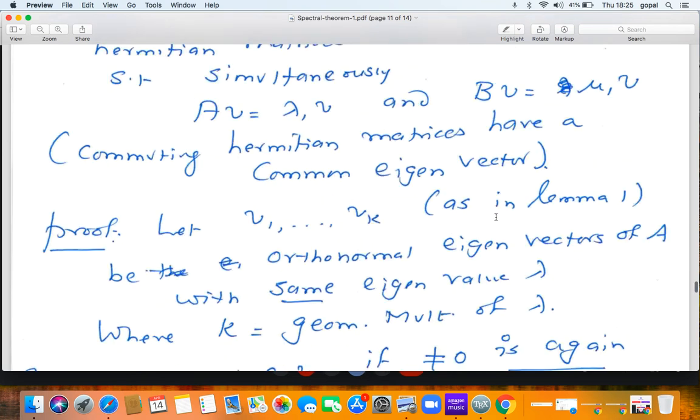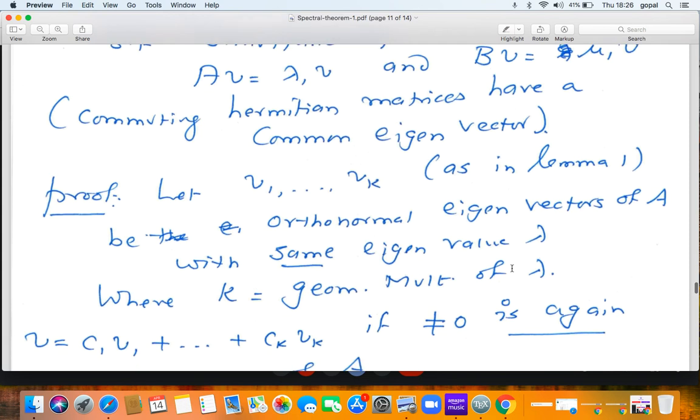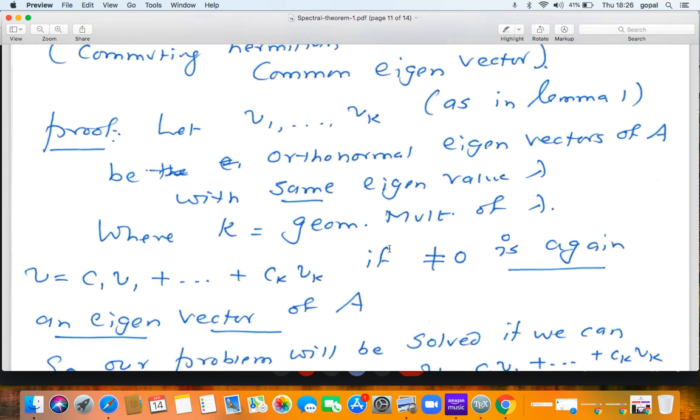Again, let us take an eigenvalue, and proceed as in lemma 1. You take an eigenvalue lambda of A. That eigenvalue may have geometric multiplicity k, it may have several eigenvectors. Take an orthonormal system v1, v2, vk, all of them eigenvectors with eigenvalue lambda. And now I want to take a linear combination c1 v1 plus c2 v2 plus ck vk. If at least one of the coefficients is non-zero, then this is going to be a non-zero vector.